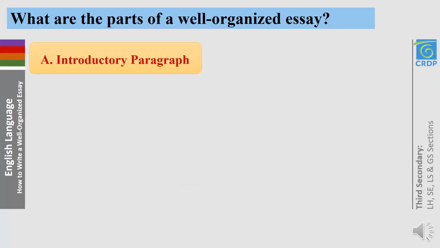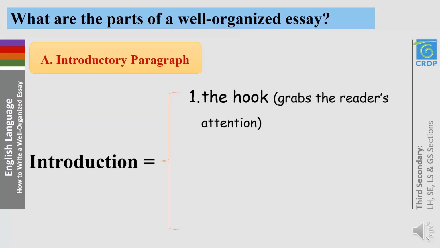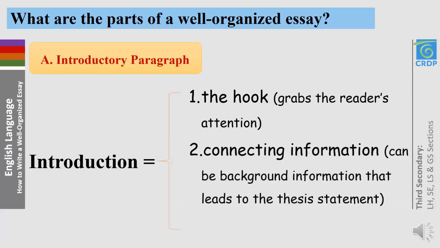What are the parts of a well-organized essay? Usually, a good essay starts with an introduction. Writers start with several sentences that attract the reader's attention. What do we call it? It's the hook. The second part of the introduction is the connecting information. Here, writers give background information that leads to the thesis statement. And the last part of an introduction, which is very important, is the main point or idea that is going to be developed in the whole essay. It's the thesis statement.